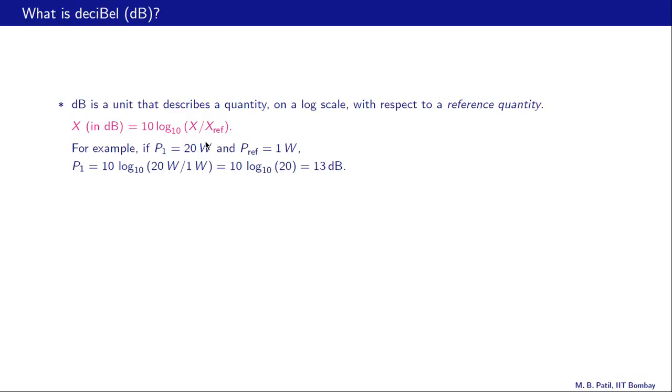Let's take an example. Let's say we have some power called P1, and that is 20 watts, and we have a reference power called Pref, that is 1 watt. So P1 in dB would then be 10 log to the base 10 P1, which is 20 watts, divided by Pref, which is 1 watt. So that is 10 log to the base 10 20. That comes out to be 13 dB.